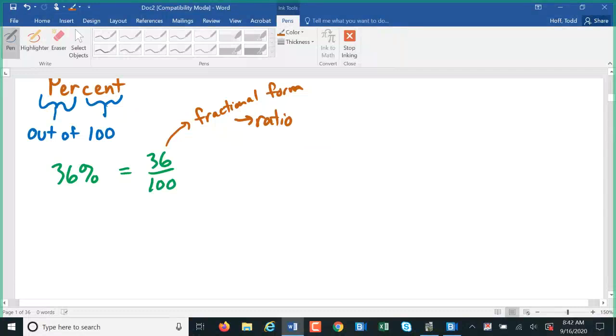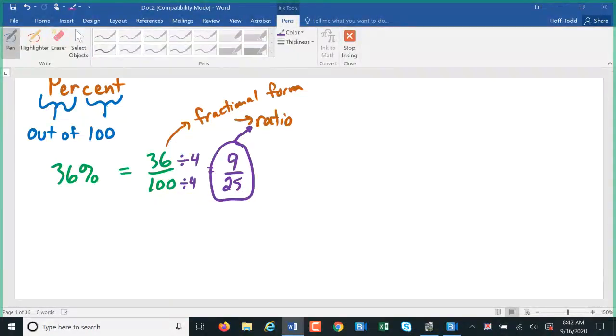So 36 out of 100 is a ratio. Now, of course, as a fraction, we would not leave it as 36 out of 100. Both of those numbers can be divided by 4. 36 divided by 4 is 9, and 100 divided by 4 is 25. So we would write it as 9 out of 25. Notice I didn't say 9/25, because technically it's not really a fraction. It's a ratio, 9 out of 25.